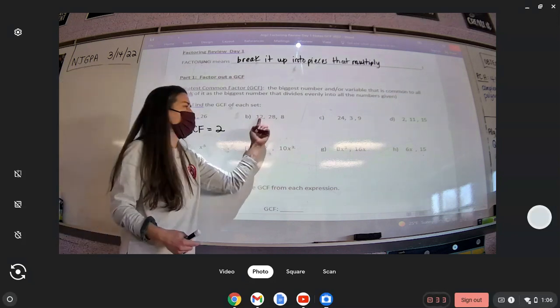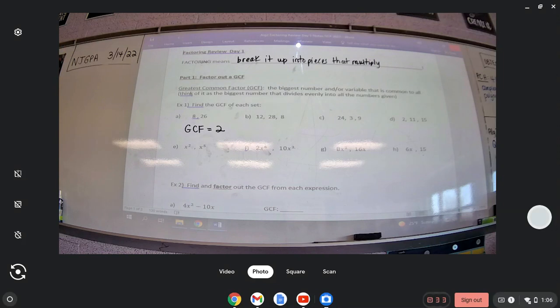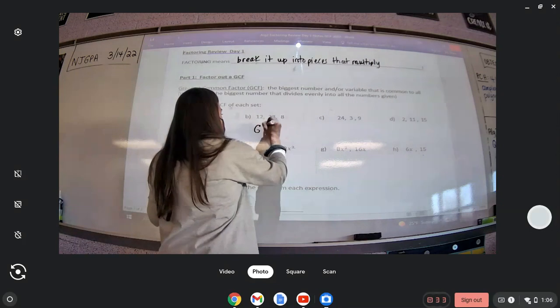Does 8 divide into 28 and 12? Then it ain't 8. So now we're working our way down from 8. Find me the next biggest number that divides evenly into all 3 of these numbers. It's 4. 4 is your greatest common factor.